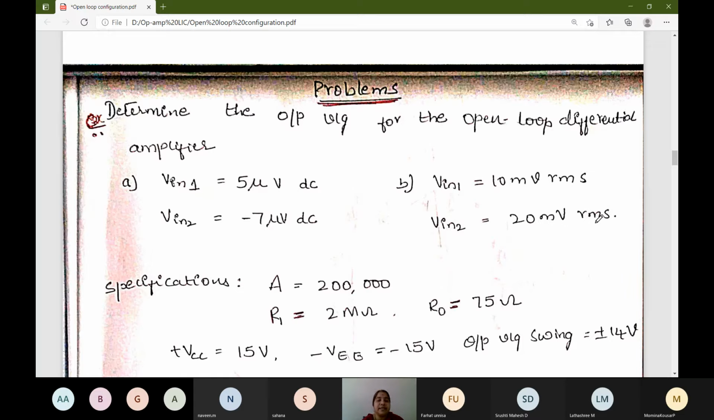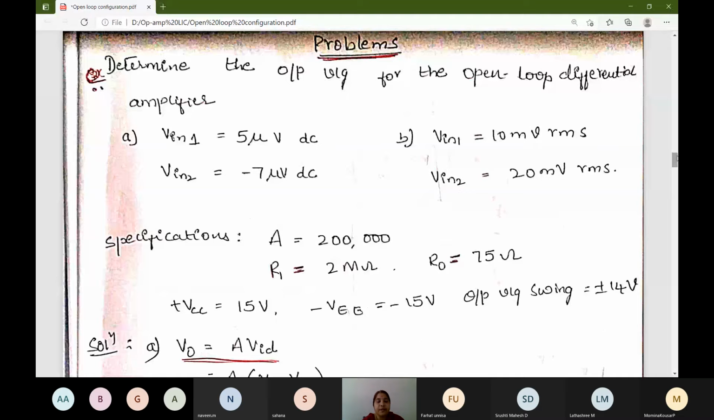If they give it in RMS, it is an AC voltage. If they give it in DC, it is a DC voltage. The op-amp input can be DC or AC. It can take both. And whenever they give the problem, they will give some specifications. It will be mentioned. So what is the gain? They have given the gain as 2 into 10 power 5.